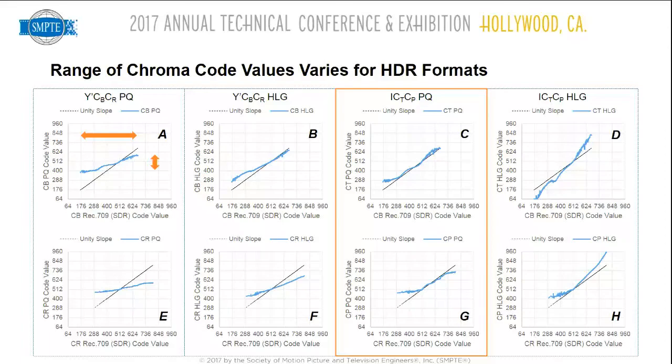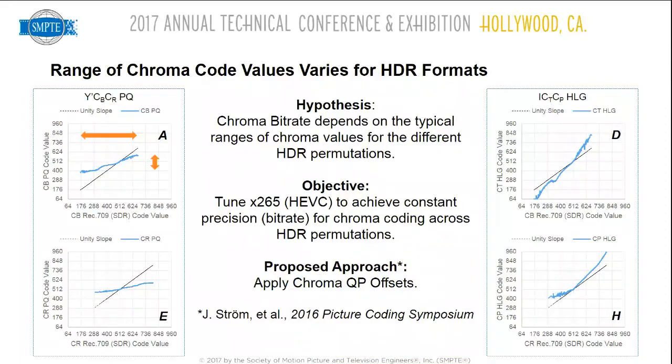So given this being the hypothesis that it's the range of the values that occurs in these different permutations that causes the change in the contribution of the chroma bit rate, what can we do to change this? And so the objective is we want to actually have all these things be apples to apples in terms of X265, and then we can start comparing other things.